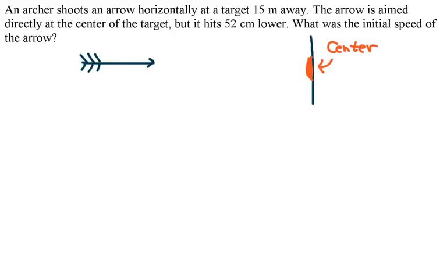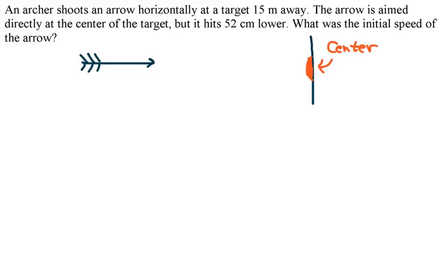Okay, so before I even start adding information to the picture that I have drawn below, I'm going to make sure that all of my units are consistent in this problem. You can see that the horizontal distance is given as 15 meters, and the vertical distance that this arrow travels is 52 centimeters. So my first task here is to convert 52 centimeters to meters, just to make sure that everything is consistent.